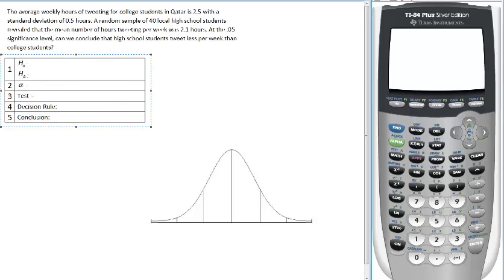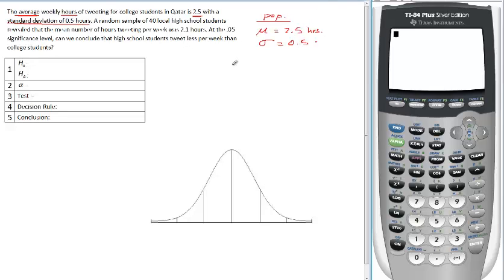Now the first thing we like to do, of course, is go through the problem and indicate what we know. And I like to do it based on population and then sample. What do we know about the population? Well, the population looks to be college students, and they tell us that the average, which of course is mu, is 2.5 hours. So the average hours of tweeting per week is 2.5 hours. And we're told that it has a standard deviation, so that's sigma, and that's 0.5 hours.